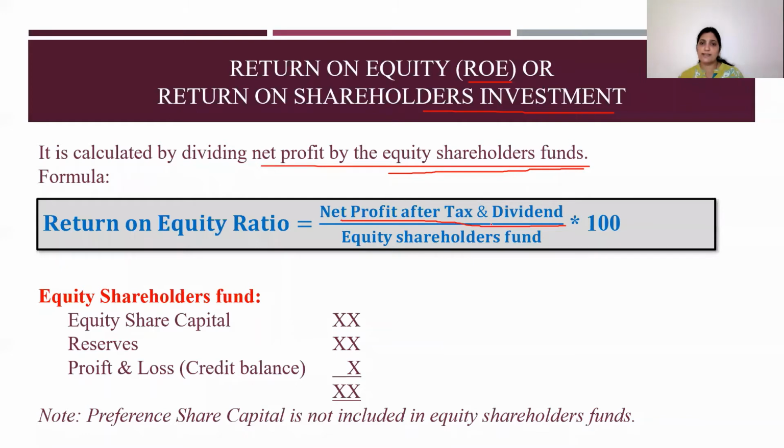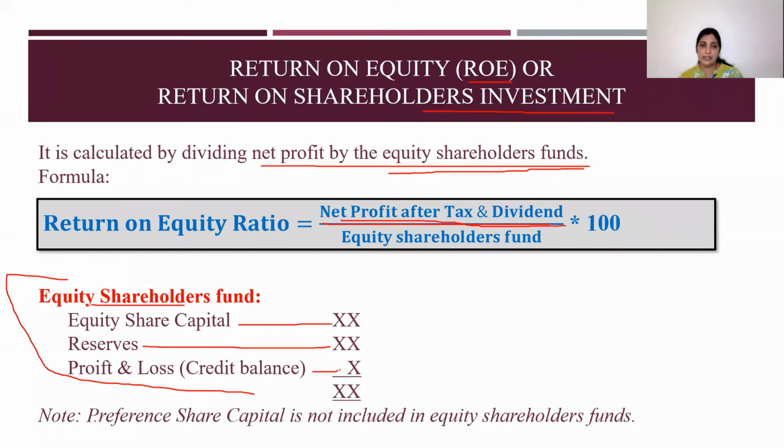Okay, so this is that, divided by what? Equity shareholders funds into 100. So here you see equity shareholders fund: equity share capital plus reserves plus profit and loss credit balance, only profit to be taken. You include only equity share capital.